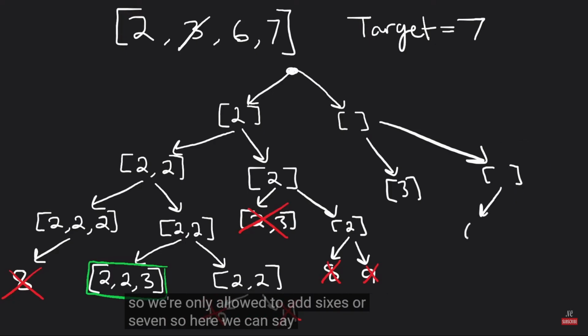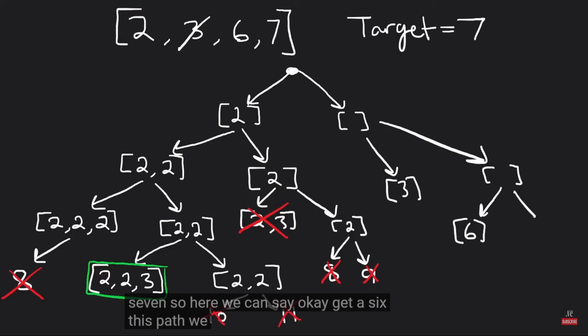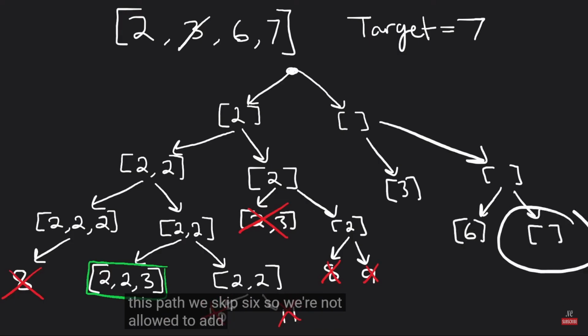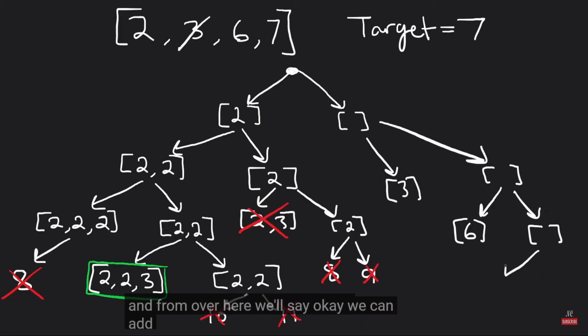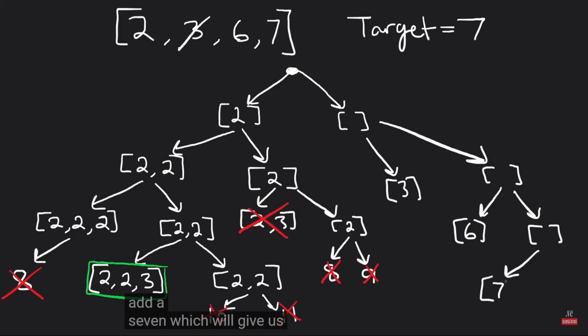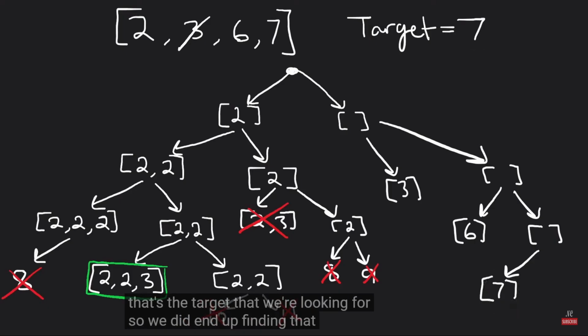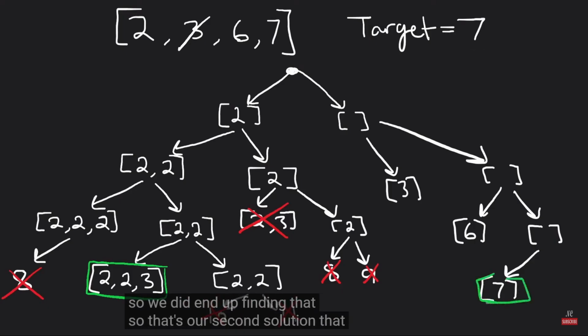So here we can say, okay, get a 6. This path, we skip 6, so we're not allowed to add any 6s over here. And from over here, we'll say, okay, we can add a 7, which will give us the total 7, right? That's the target that we're looking for, so we did end up finding that. So that's our second solution that we found.